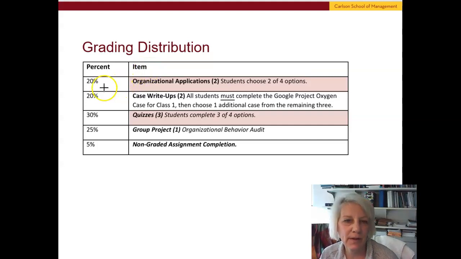In this short video, I'm going to talk about the case write-ups component of our course requirements.